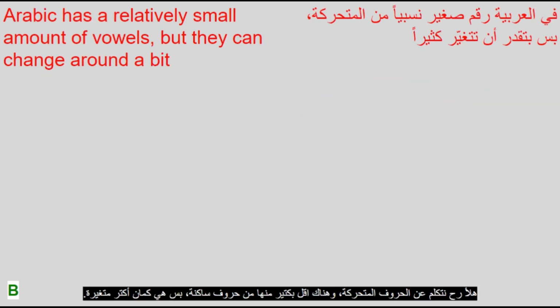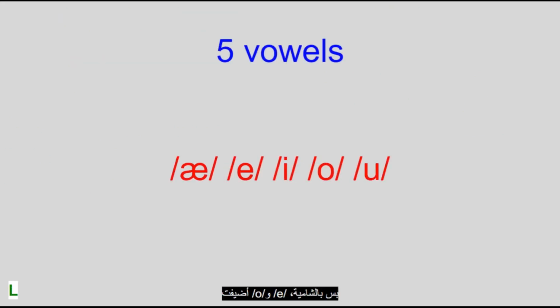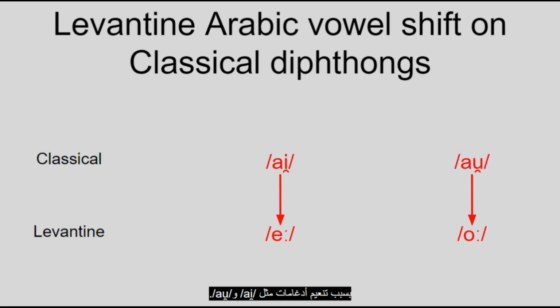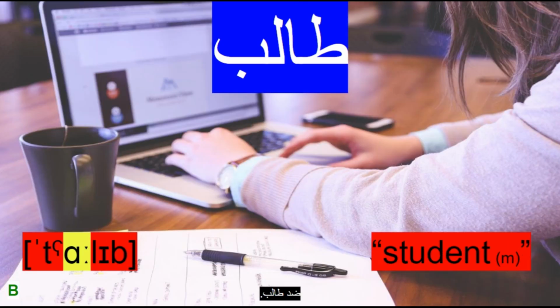Now we'll talk about vowels, which there are significantly less of than consonants, but they're also more variable. As mentioned, MSA has a basic 3-vowel system of a, u, e, but in Levantine Arabic, a and o were added due to the smoothing of diphthongs like ai and aw. Alongside the aforementioned consonant gemination, Arabic also has phonemic vowel length distinction like in talab versus talib.